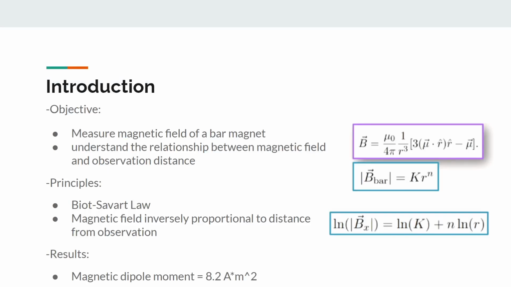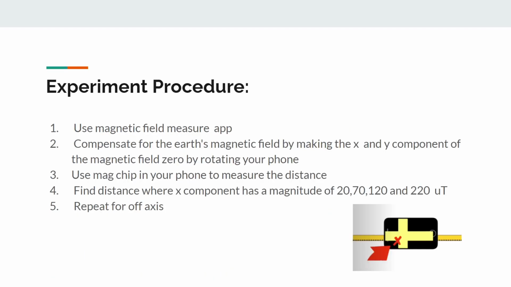Okay, for a quick intro, our objective is to measure the magnetic field of a bar magnet and understand the relationship between the magnetic field and observation distance. Some principles are the Biot-Savart law, which gives the magnetic field, and the concept that the magnetic field is inversely proportional to distance from observation. The result that we got in the end was that the magnetic dipole moment was 8.2 amps times meter squared.